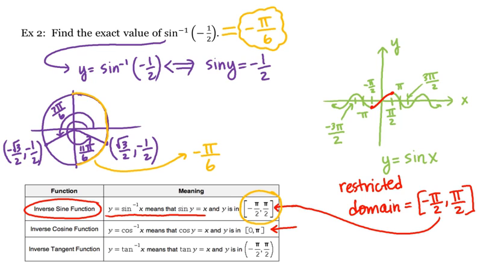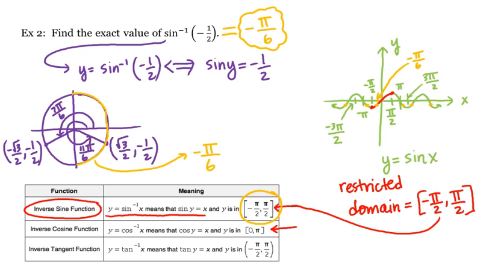And let's look at that on this graph over here. This angle here is negative pi divided by 6. The sine of it will be equal to negative 1/2, but also the y-coordinates of all of these points here is negative 1/2. Which means that the sine of all of those angles corresponding to those points will also equal negative 1/2. But the only one in the restriction is negative pi divided by 6.